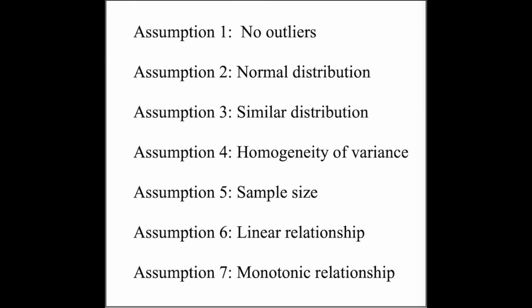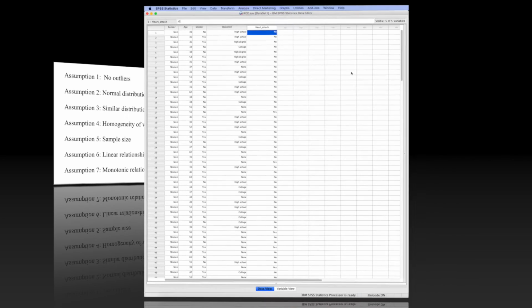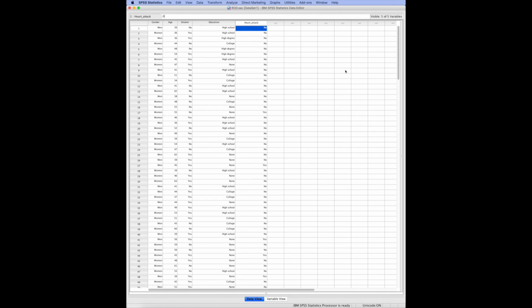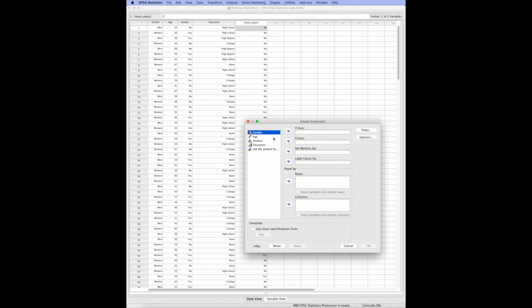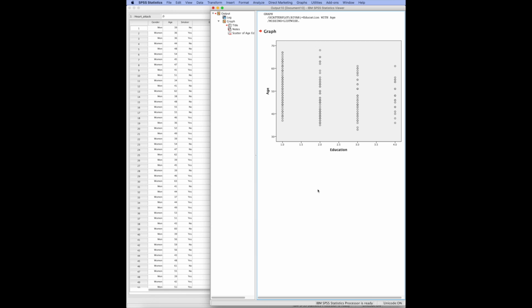Assumption 7. Monotonic relationship. Tested visually via a scatterplot. Draw a scatterplot from graphs. You should observe a monotonic relationship, meaning that if one variable increases, the other variable increases or decreases, regardless of the linearity of the relationship. Here, we do not have a monotonic relationship.